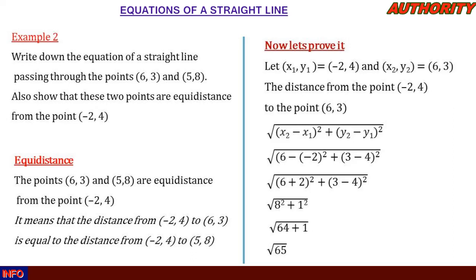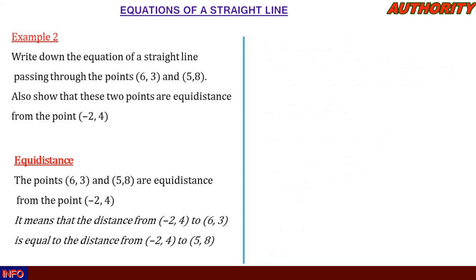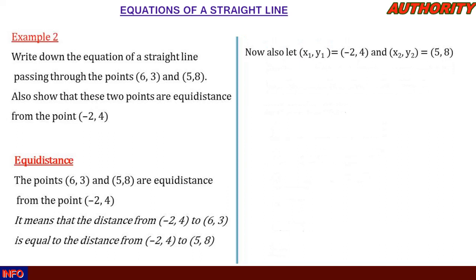Now let's also find the distance from the point 5 comma 8 to the point minus 2 comma 4. Let x1 comma y1 be the point minus 2 comma 4, and x2 comma y2 be the point 5 comma 8. The distance from the point minus 2 comma 4 to the point 5 comma 8, we're going to use the distance formula.